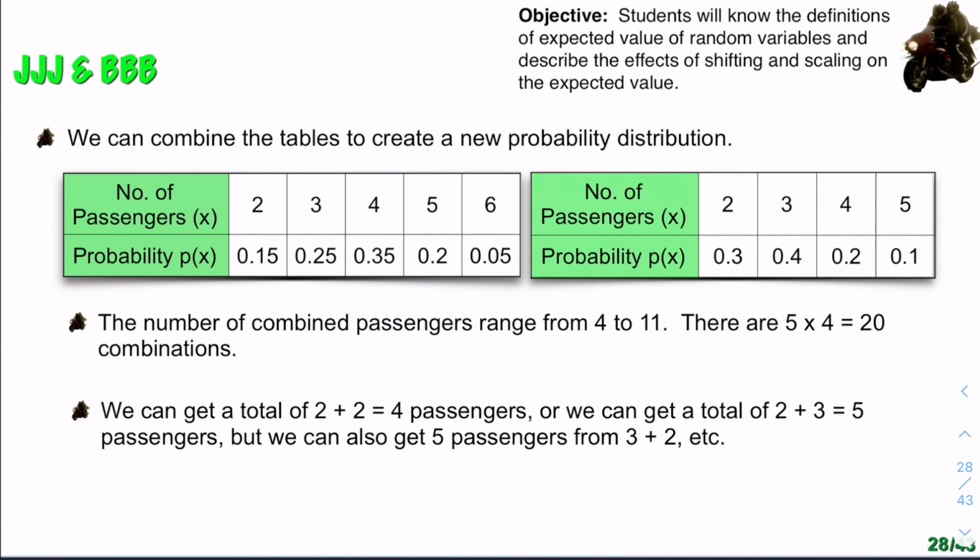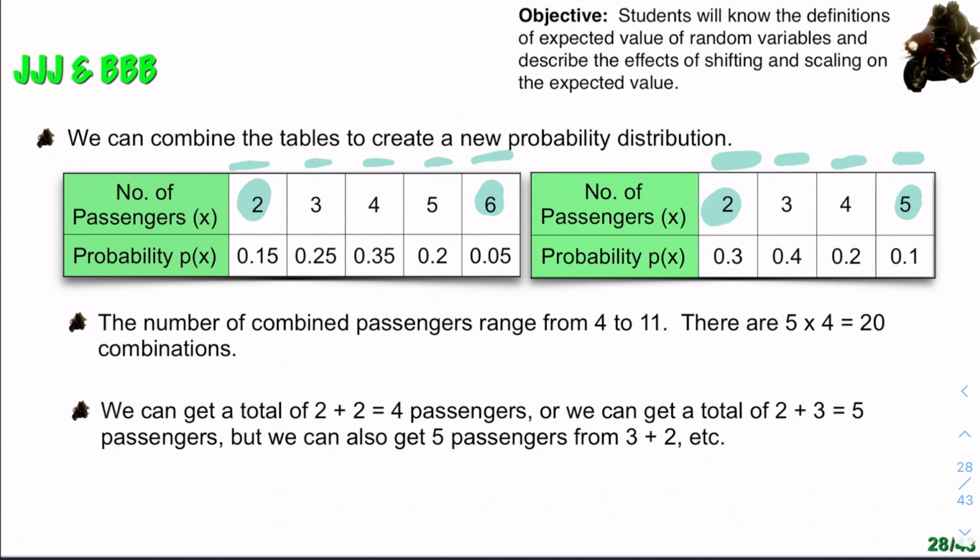Now, let's bring these two models in for their passengers. The Johnston's Jeep Junkets could take from 2 to 6. The Bronco Bonanza can take 2 to 5. The number of passengers ranges then, the minimum for each car is 2, and the maximum would be 6 plus 5. So it would range from 4 to 11. We also know that there are 1, 2, 3, 4, 5 different options for the first car and 1, 2, 3, 4 options for the second car. So there's 20 total combinations of passengers in a Jeep and in a Bronco.